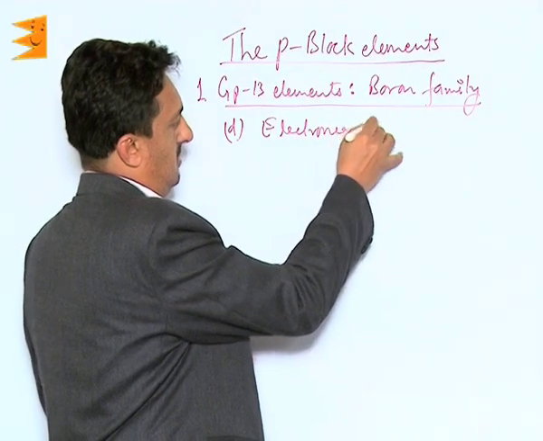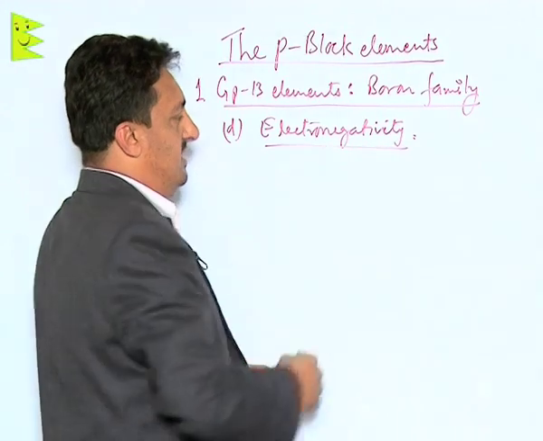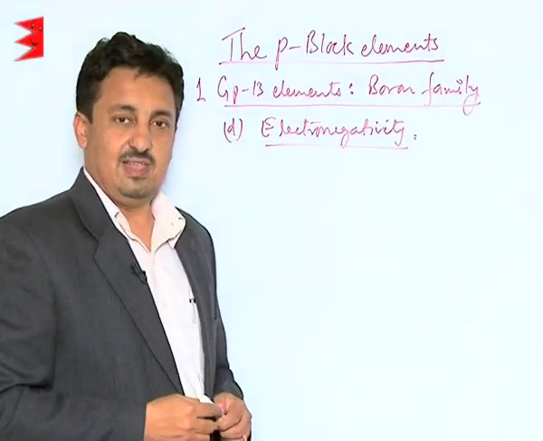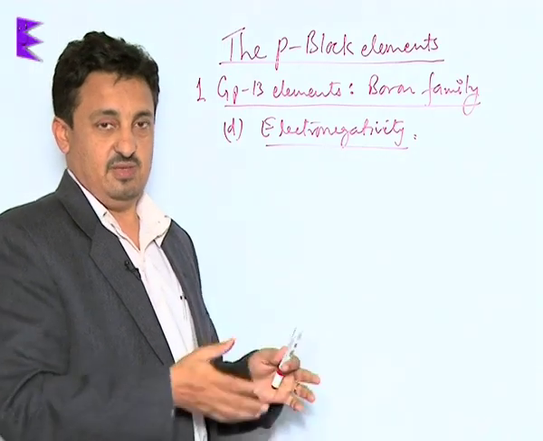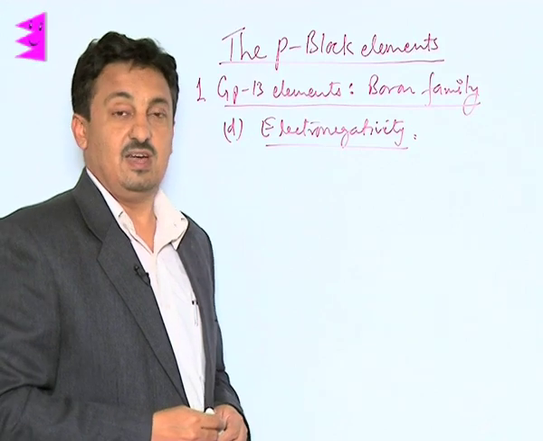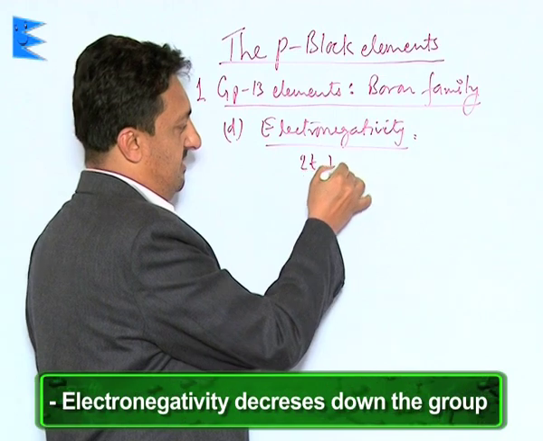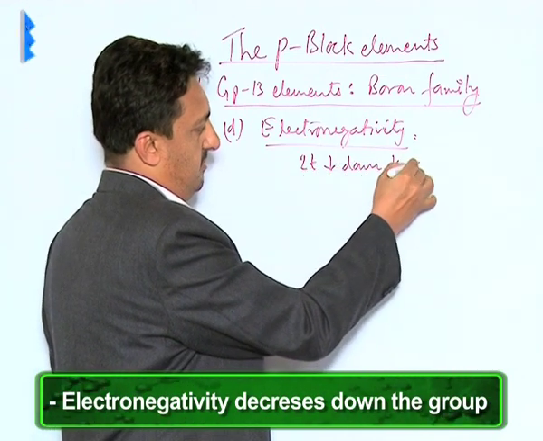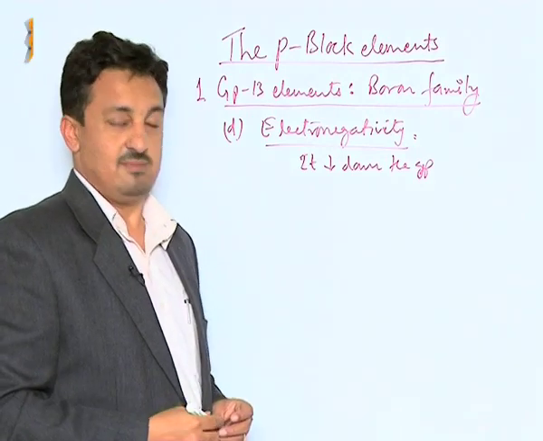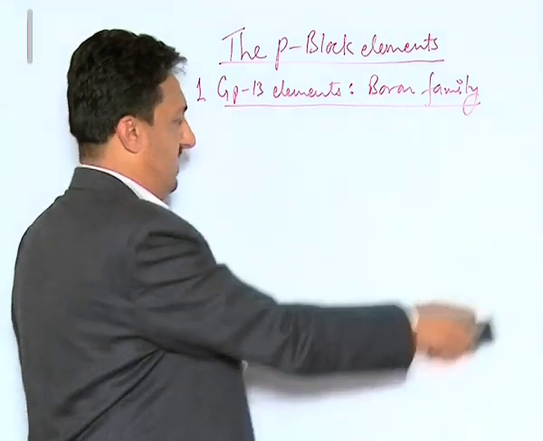See, most of them are metals. They are not electronegative in nature, but yes, when the size is compared or when we compare them with the alkaline earth metals, they are very electronegative in nature. And electronegativity decreases down the group, continuously from boron to thallium. Now let us discuss their physical properties.